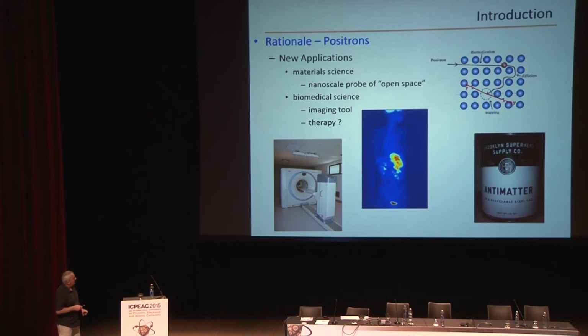And of course, antimatter has also been the subject of much myth. If you want to buy a tin of antimatter, you can get it from this company called the Brooklyn Superhero Supply Company. If you buy it, it comes in a nice tin. You put it in the fridge, and you get cold positrons. You put it in the freezer, and you get ultra-cold positrons. And it's green as well.